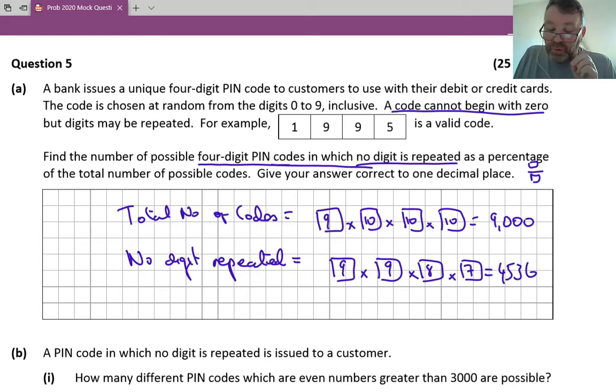Question says, what is the percentage of four digit PIN numbers in which no digit is repeated as a percentage of the total number? So that's just simply 4,536 out of 9,000 multiplied by 100. They'll cancel. So it's the same as 4,536 divided by 90, and that comes out as 50.4%.